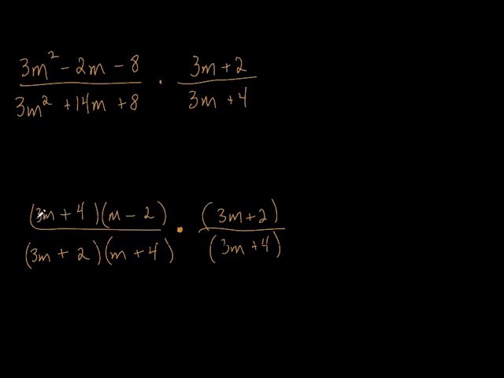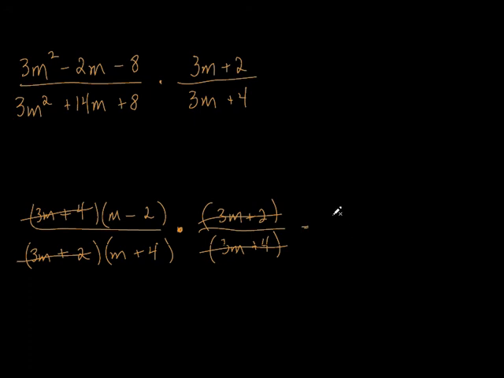Which one? 3m plus 4 cancels. That one cancels with that one, or divides out, right? It divides into 1. Anything over itself is a 1. That's technically what's going on here. Anything else cancel out or divide out? The 3m plus 2. So that cancels with that. Good.